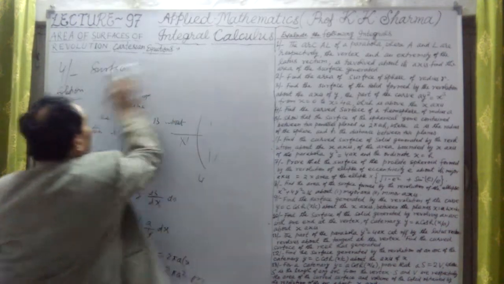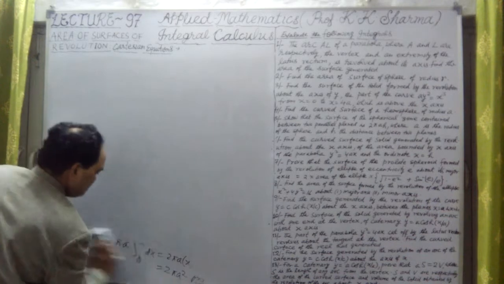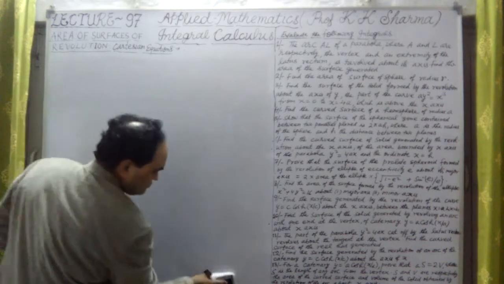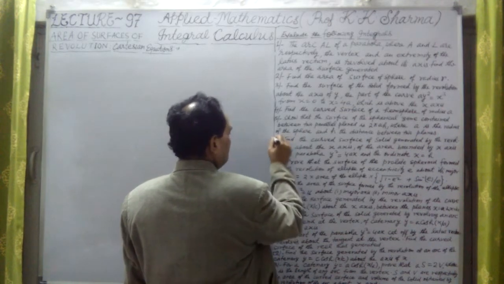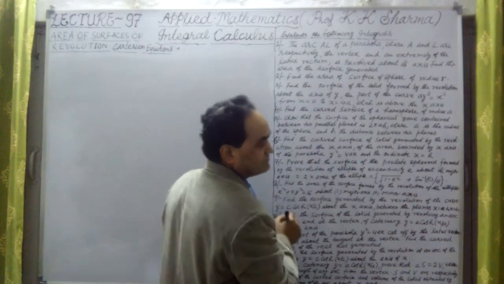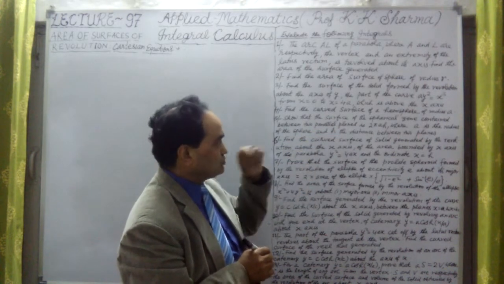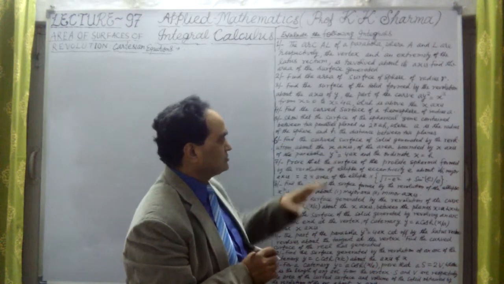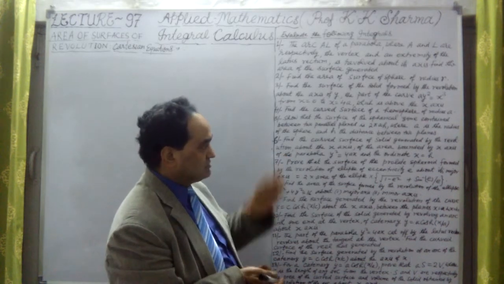The next question is question number 5. Let me check it. What does it say? Now, the fifth question is, show that the surface of the spherical zone contained between two parallel planes is 2 pi ah, where a is the radius of the sphere and h the distance between the two planes.